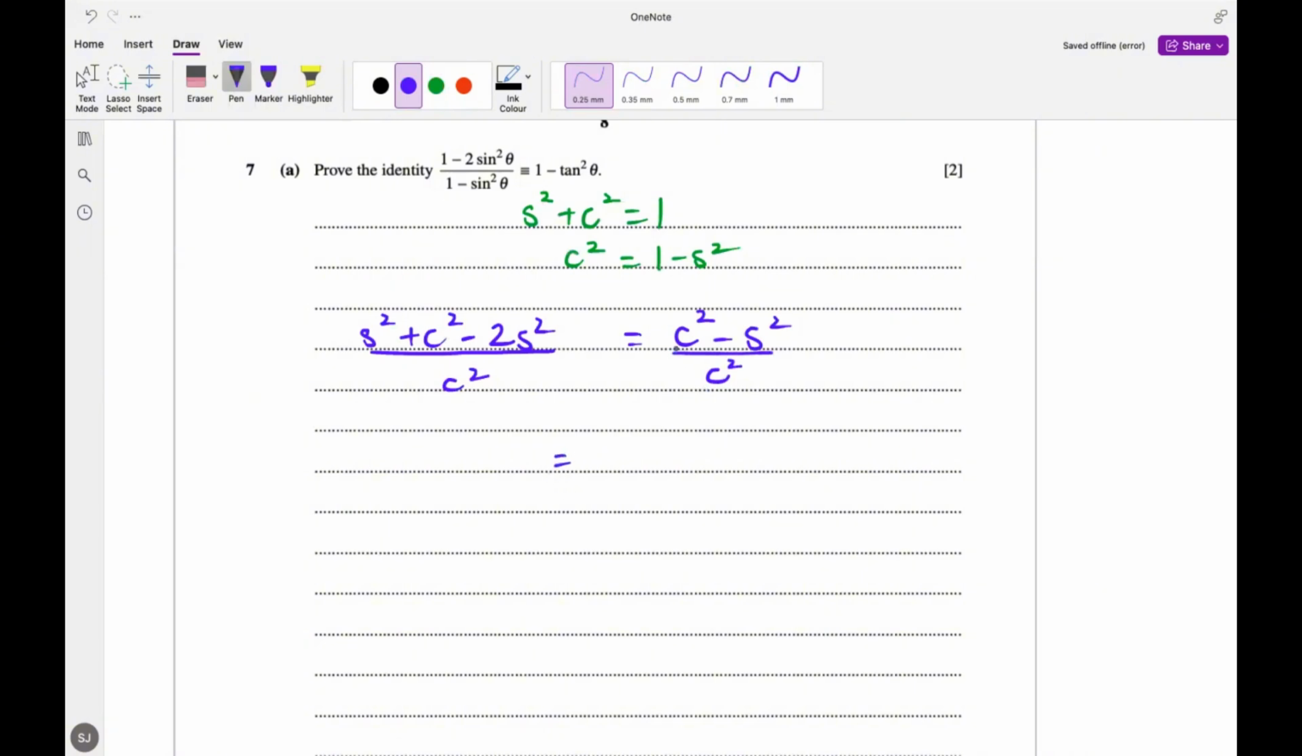Breaking up the denominator and writing it individually with the numerators, this will become cos squared upon cos squared minus sine squared upon cos squared. So cos squared and cos squared will become 1, and sine squared upon cos squared is tan squared. So this will become 1 minus tan squared theta.